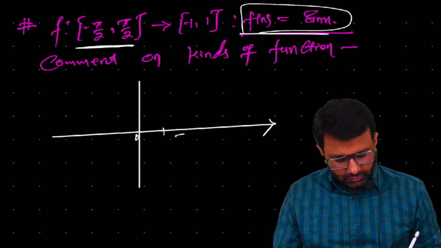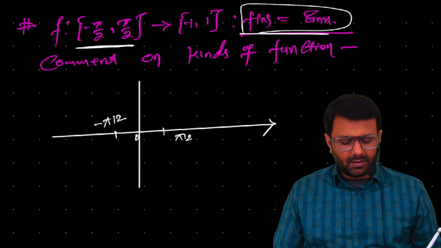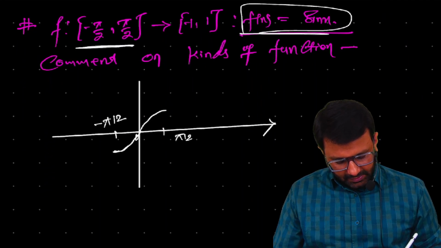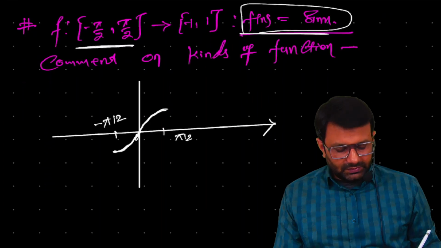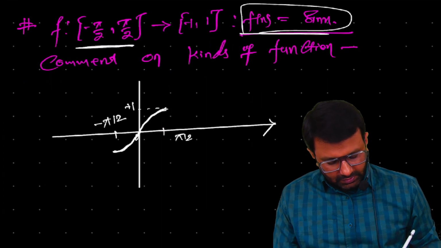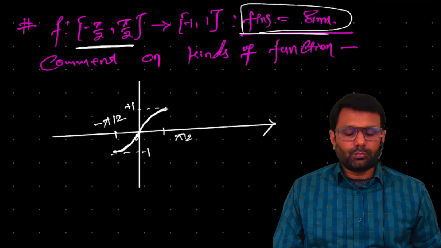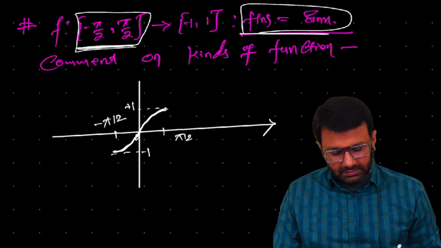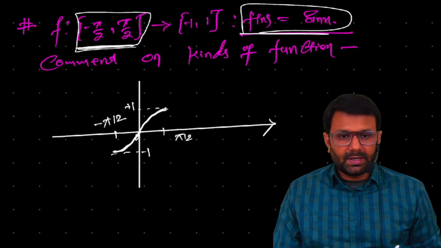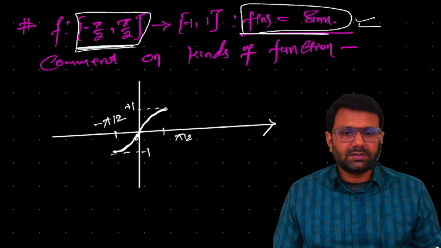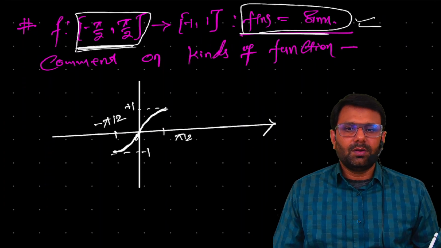So this is 0. So this is π/2 and this side is -π/2. So what will be the graph here? So the sin x graph is like this, from -π/2 to π/2. This is not a straight line. Clear? So this value is +1. This value is -1. I have to draw the graph between -π/2 to +π/2 only, because in the question the domain is given as -π/2 to +π/2 only. Clear? So I have drawn the graph of f(x) is equal to sin x from -π/2 to +π/2.